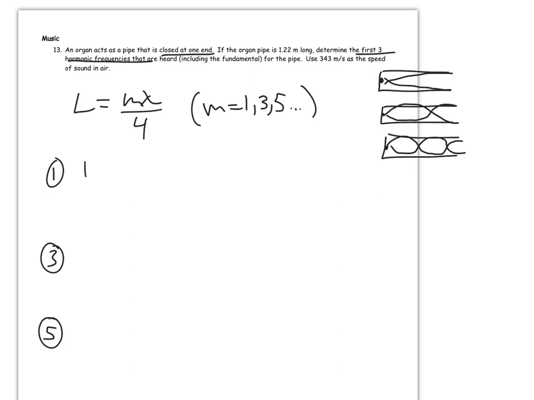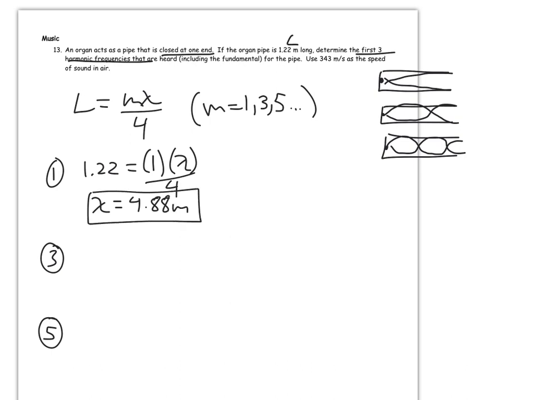So for this first one, we can say 1.22, that is the length every single time, equals 1 times lambda over 4. And so in that case, when we solve for lambda, we'll see that lambda is going to be 4.88 meters. For the next one, we can say 1.22 equals 3 times lambda over 4. And so when we go ahead and solve for that one, we're going to find that lambda is going to be equal to 1.63 meters.